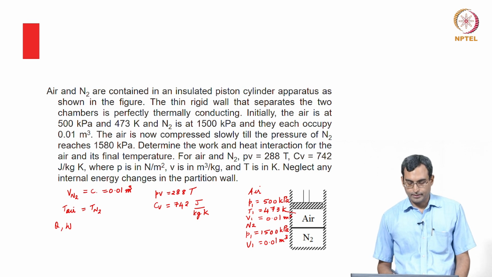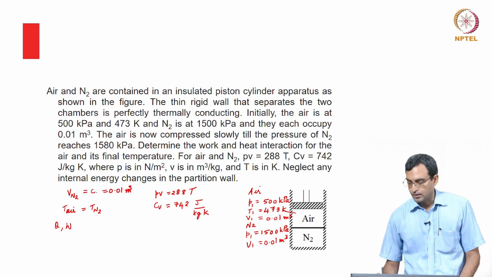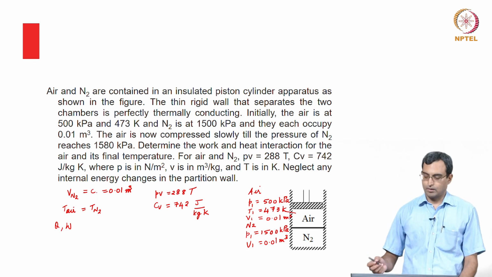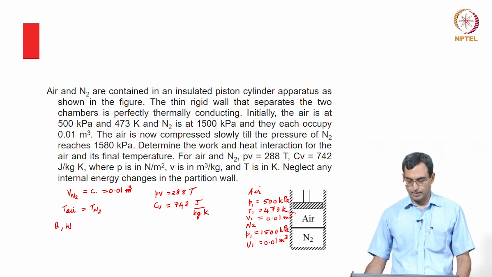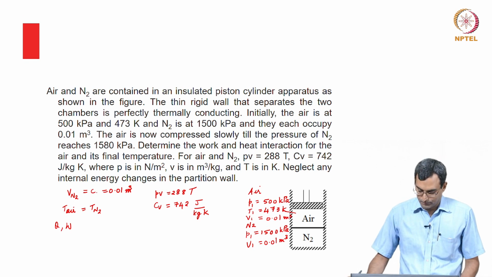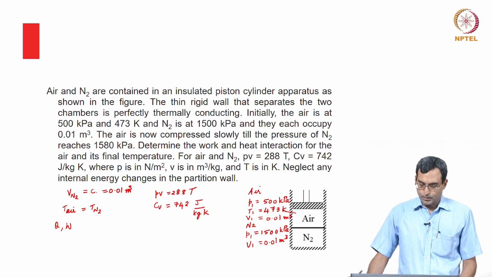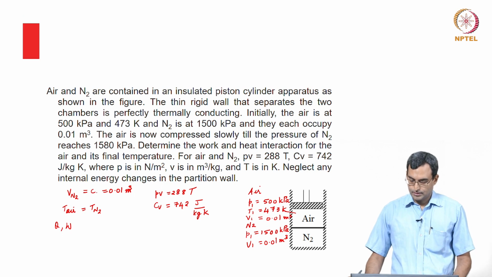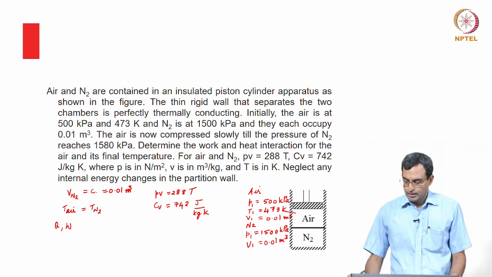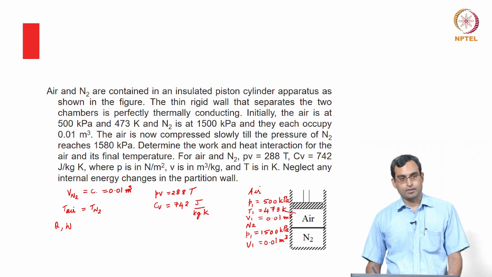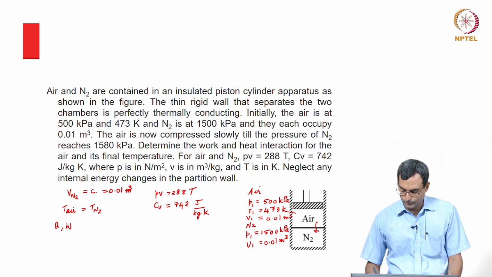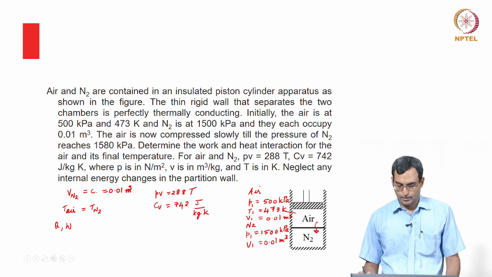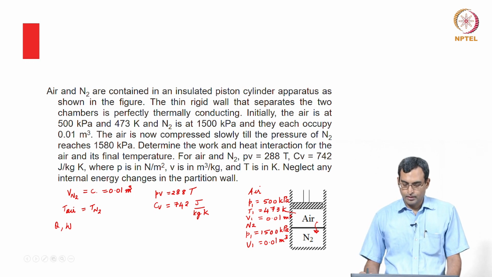We are told that we can neglect any internal energy changes in the partition wall. So, this wall itself essentially does not have any energy change which happens. So, that is something we are given. What we want is the heat and work interaction for the air. There is of course heat interaction for the nitrogen, because whenever the air gets heated, this will also transfer heat here. There is no work interaction for the nitrogen because it is rigid. So, that much is clear.